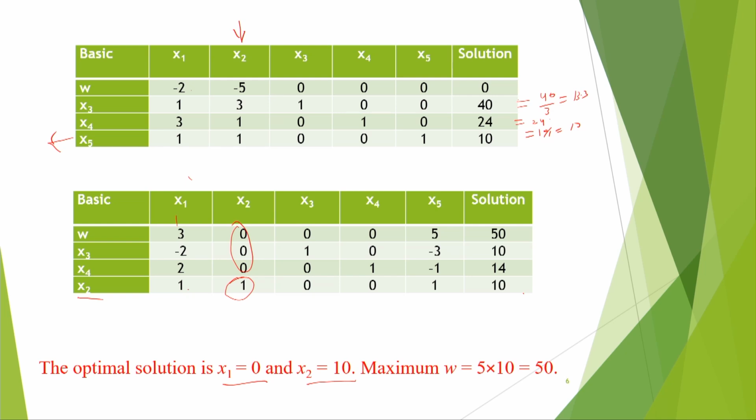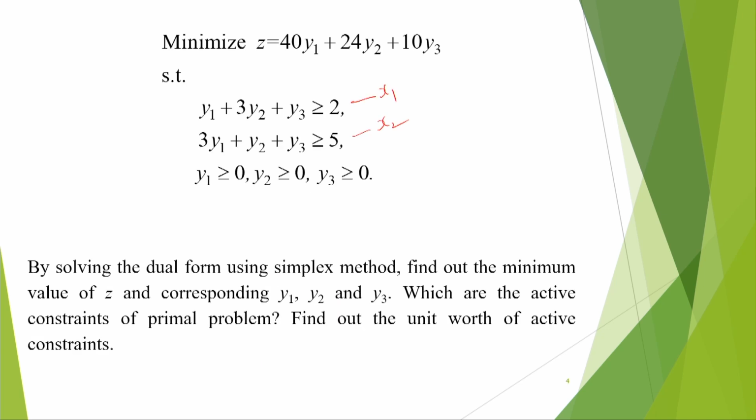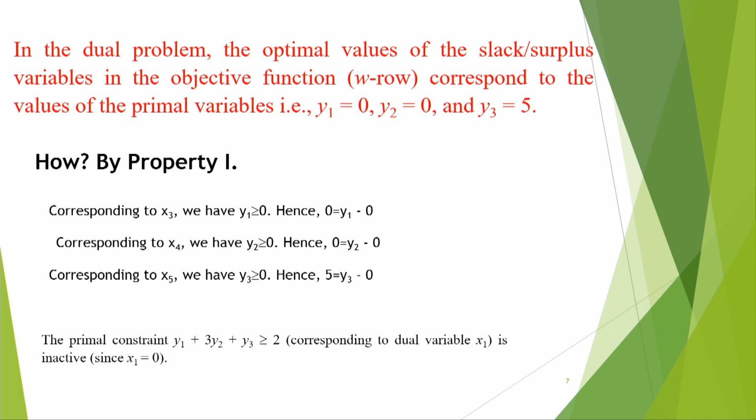Since the maximum value is 50, in the primal problem the minimum value must also be 50. That is what I want to say. In the dual problem, the optimal values of the slack variables in the objective function correspond to the values of the primal variables, that is y1 equal to 0, y2 equal to 0 and y3 equal to 5.